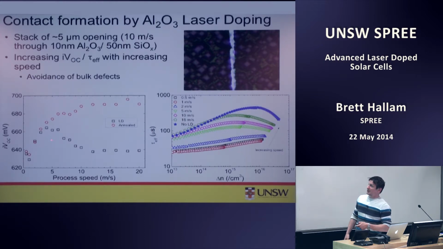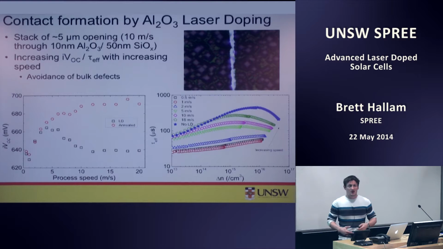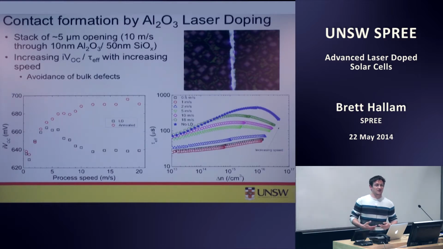After we anneal the sample, we see that there's almost no change for these slow speeds. And that's because at very slow speeds you cause a lot of defects within the silicon, which I'll describe a little bit later. But for these faster speeds, we can recover up to about 50 millivolts of implied VOC through the passivation of those defects.